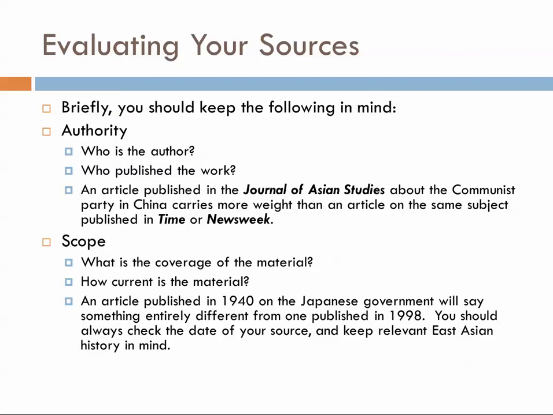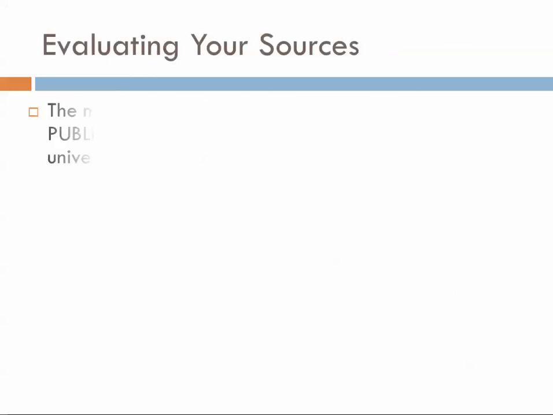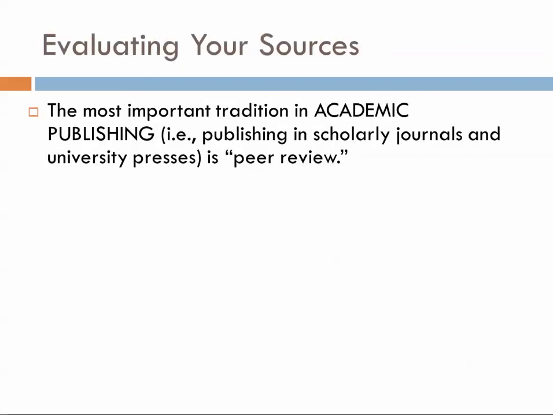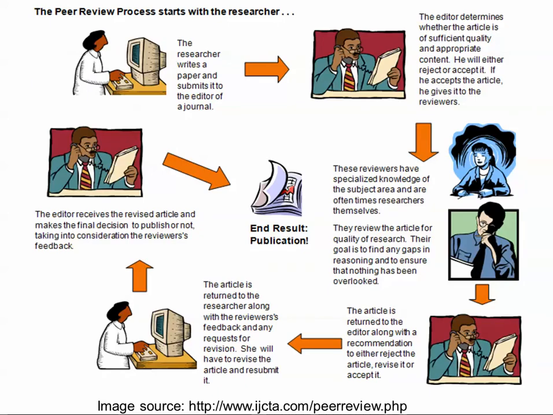level as something like the Journal of Asian Studies. The most important tradition in academic publishing, in other words, scholarly journals, university presses, so that includes books when I say university presses, is peer review. You've probably heard of peer review. You may even have heard a description of it, but I'd like to go over it again.